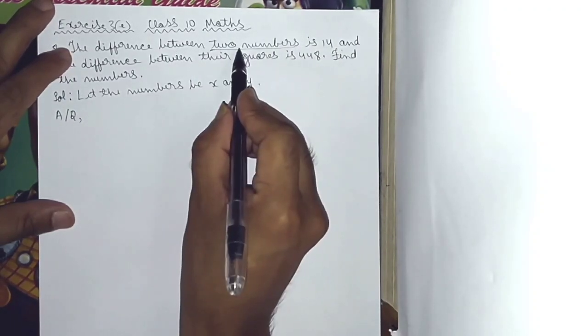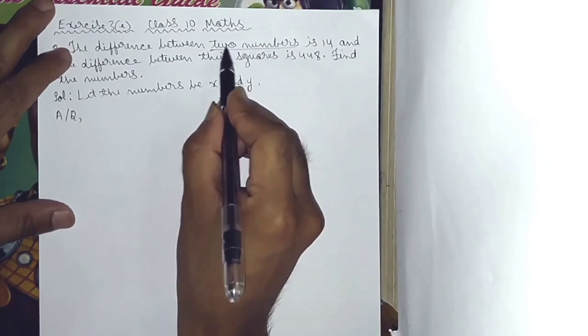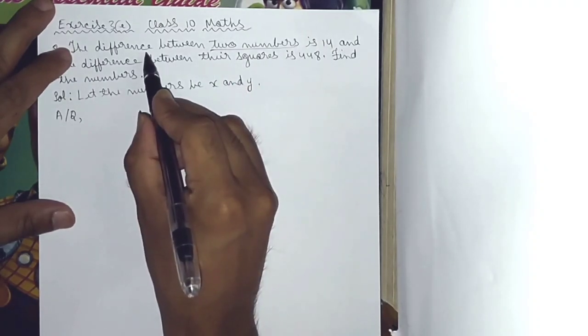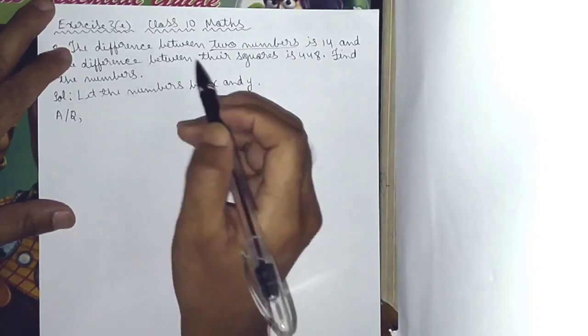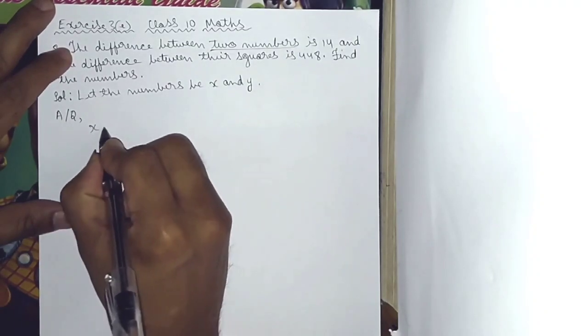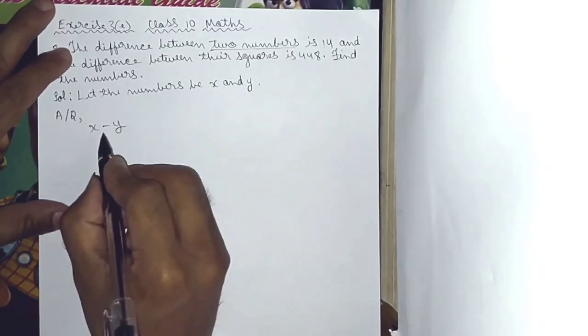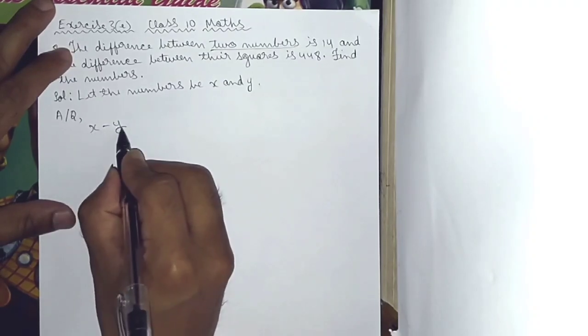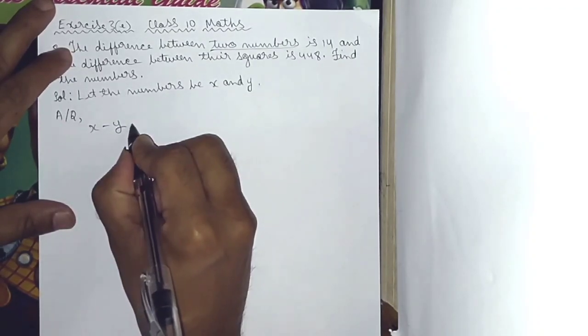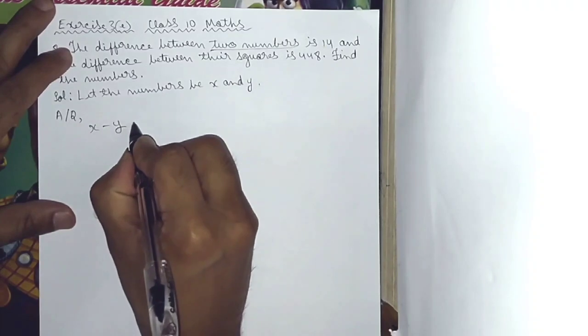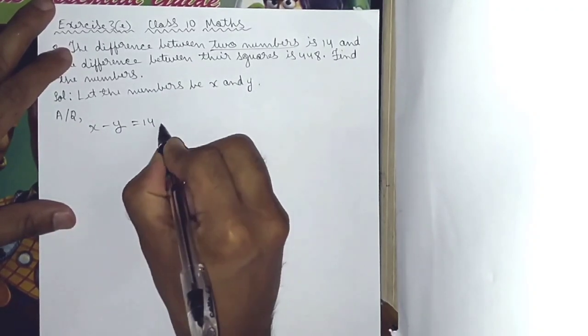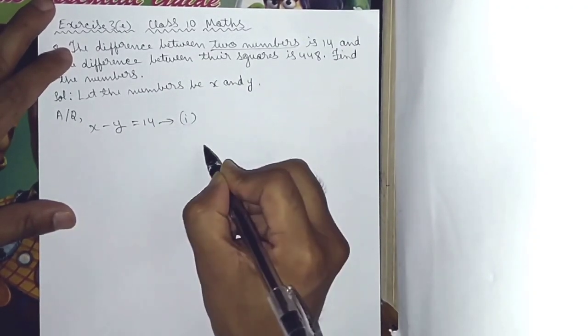According to the question, the difference between two numbers is 14. Subtract x and y: x minus y. The difference between two numbers is 14. So this is equal to 14. This is our first equation.